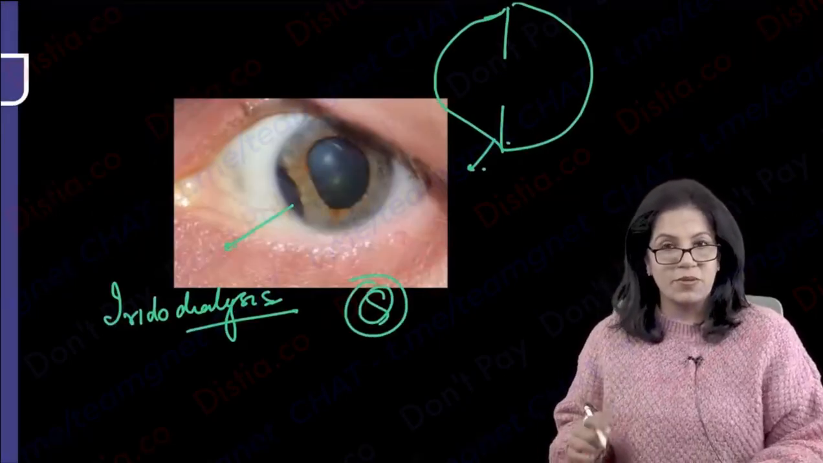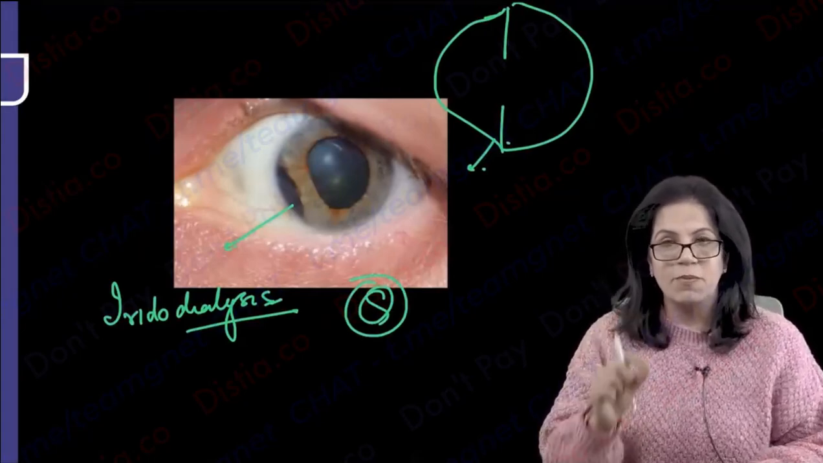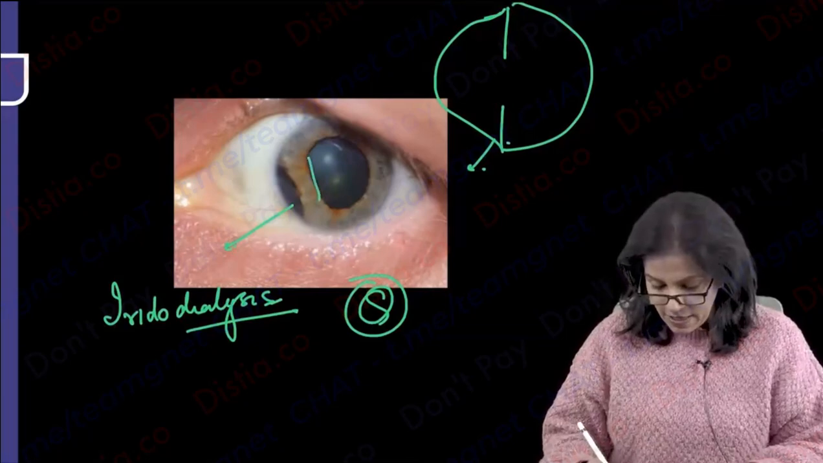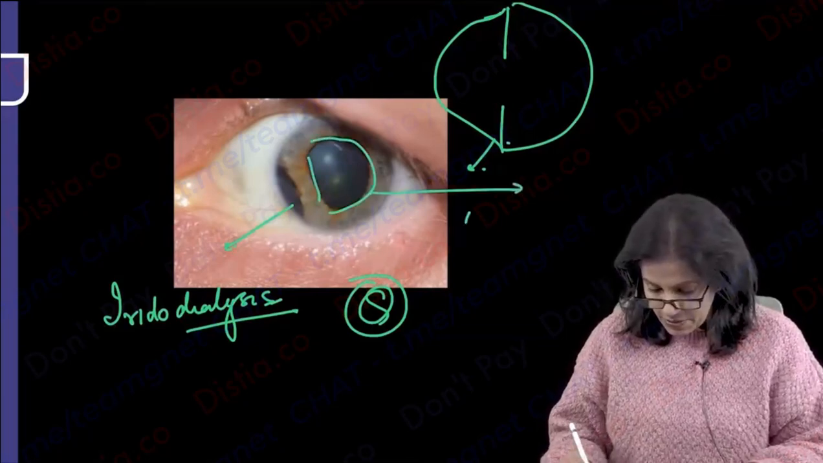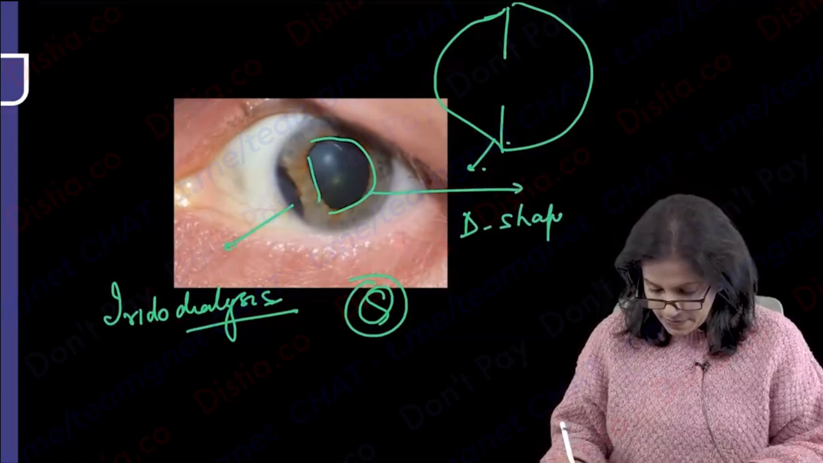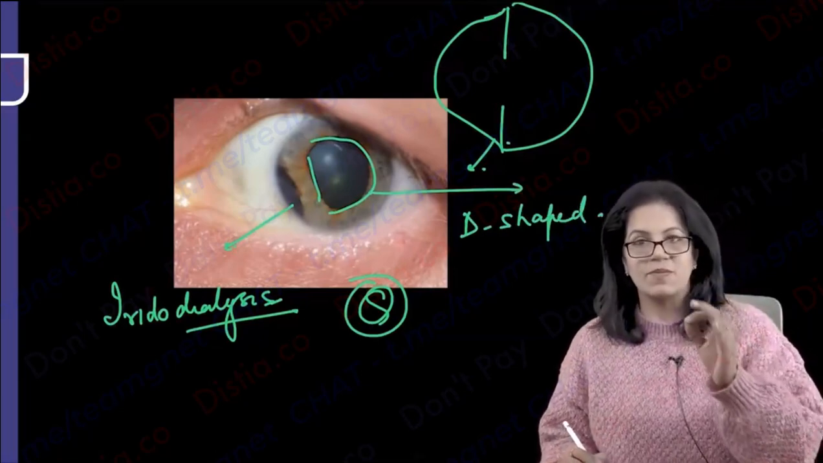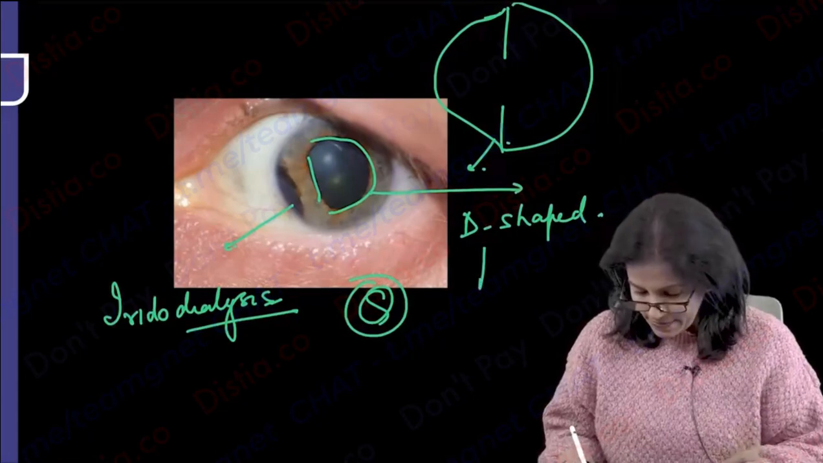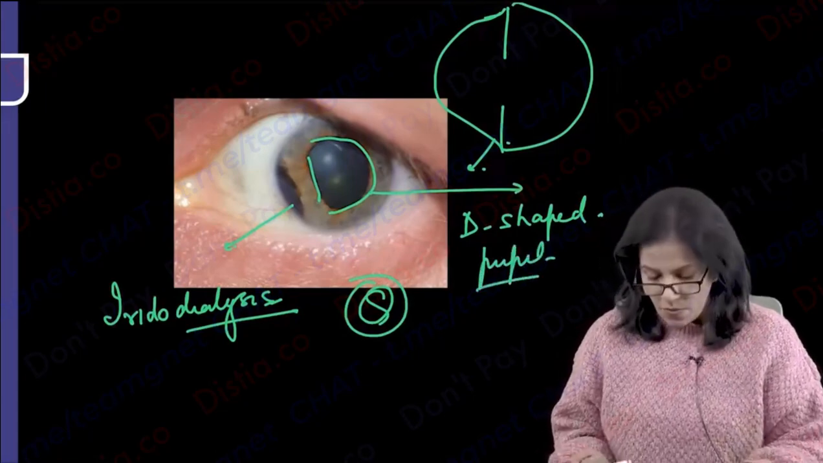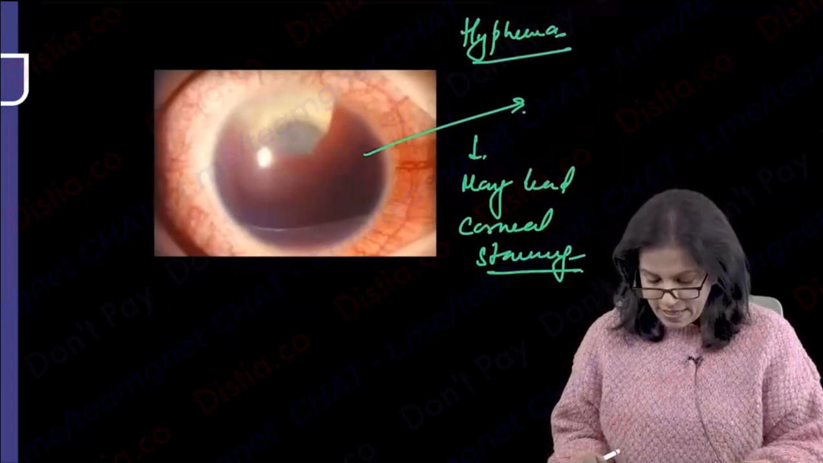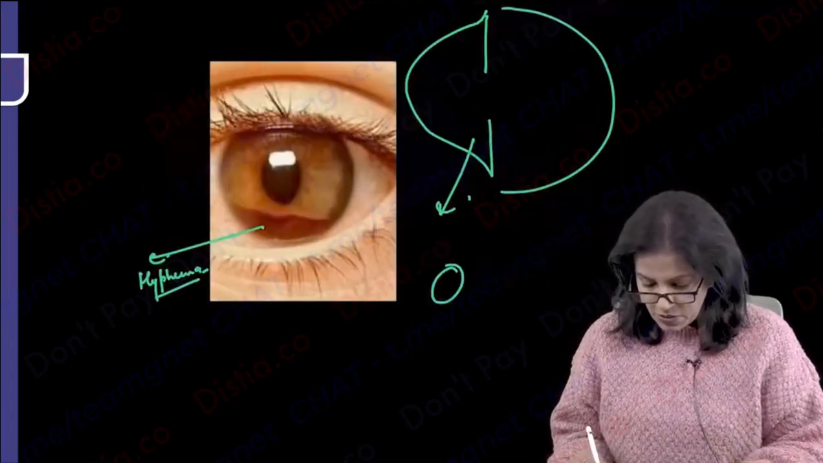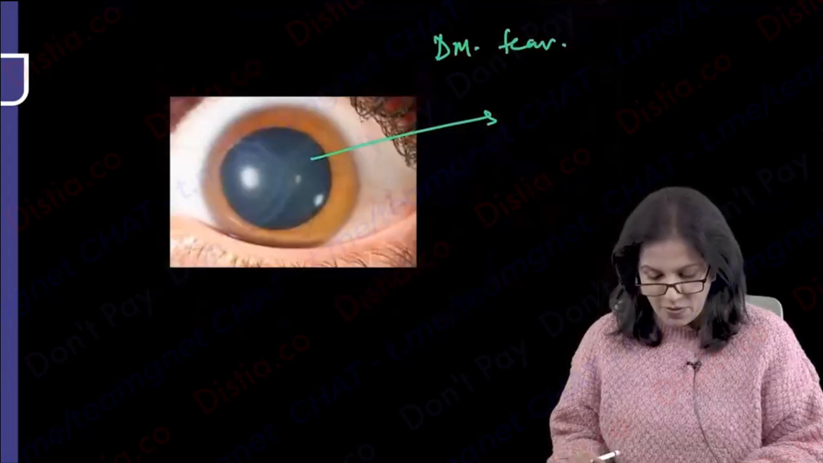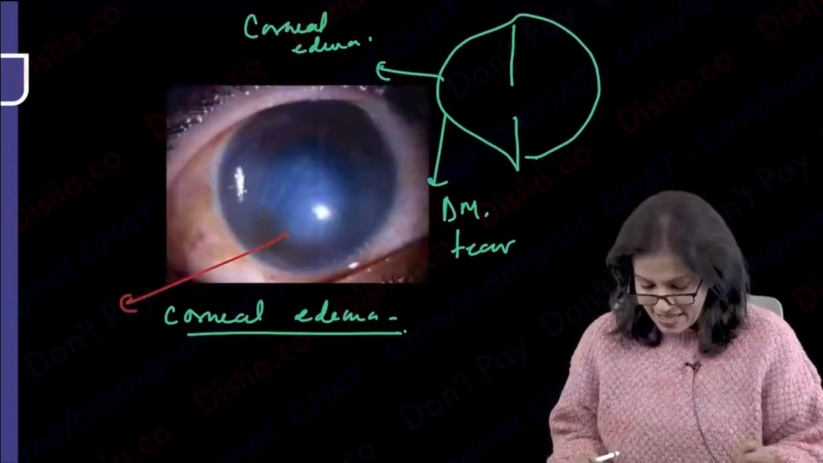And what question they have asked you is, what is the shape of the pupil in iridodialysis? As you look here, it is D-shaped pupil. So it leads to D-shaped pupil. It's a feature of concussion injury, that is blunt trauma. Okay? What else? So this one is done. Of course, this is also a cue. They have asked you the effects of hyphema. So many things are important here.